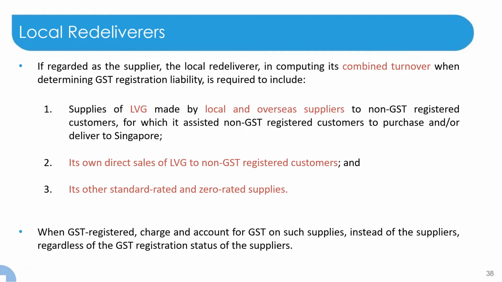For a local redeliverer, if it is regarded as a supplier, it is required to include these three supplies in computing its combined turnover when determining its GST registration liability. They are supplies of LPG made by local and overseas suppliers to non-GST registered customers, for which it assisted non-GST registered customers to purchase and or deliver to Singapore, its own direct sales of LPG to non-GST registered customers, and its own standard rated and zero rated supplies.